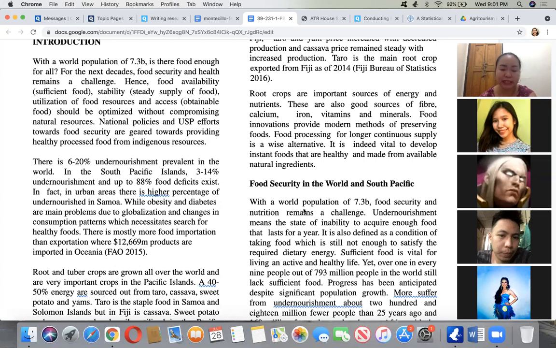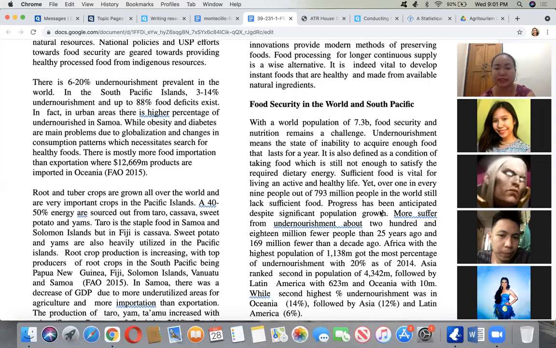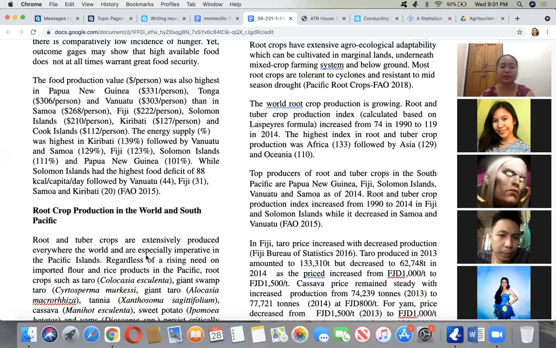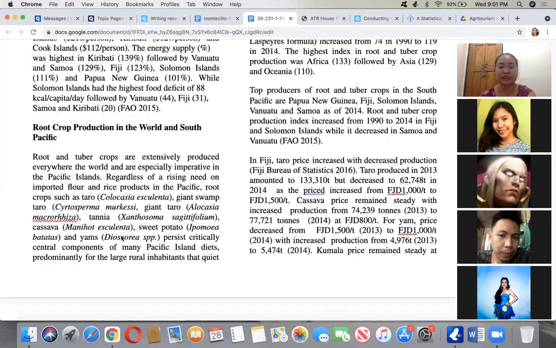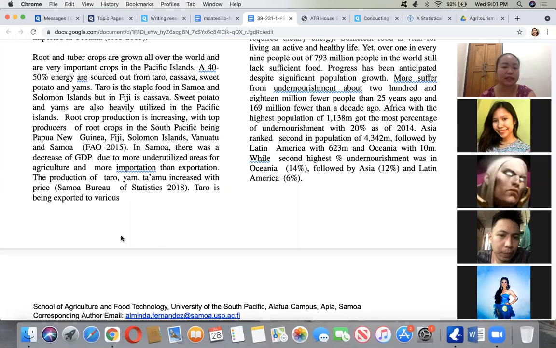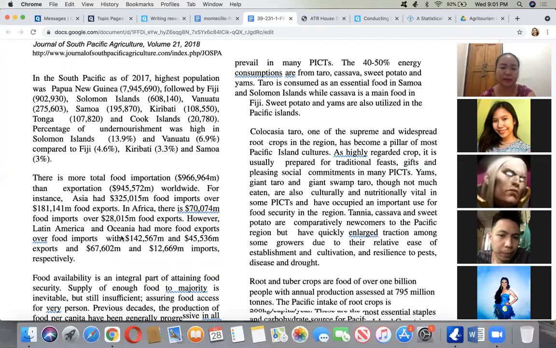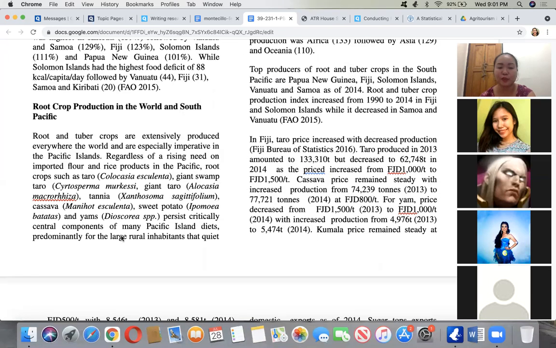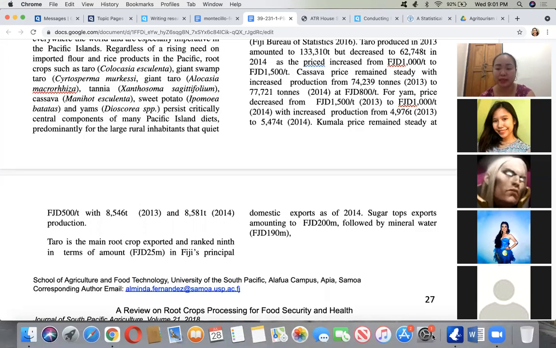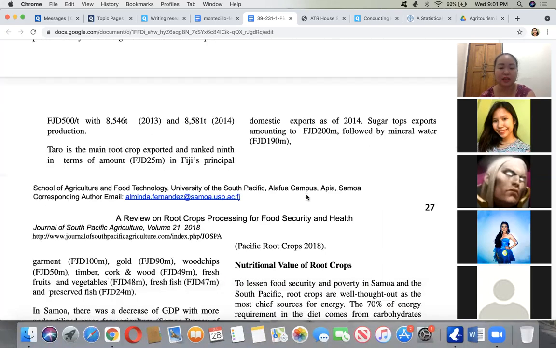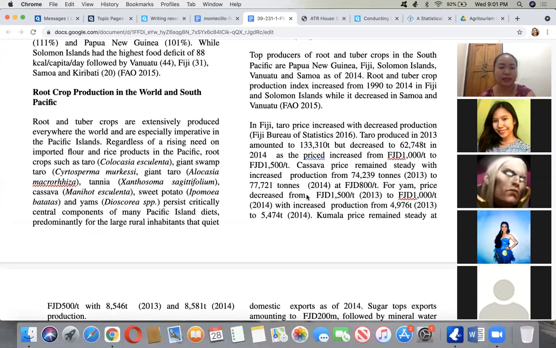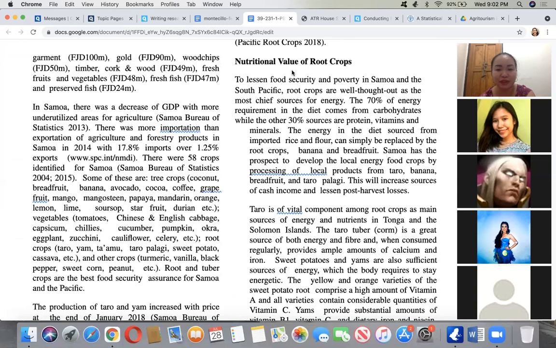So, we only have 10 minutes left. Here it says food security in the world and South Pacific. That's a subtitle, so that's your first subtitle or topic. Then the second topic is root crop production in the world and South Pacific. There are really only two topics because it's not very long, a review paper, and most review papers have limited pages as well. And the third topic is the nutritional value of root crops.